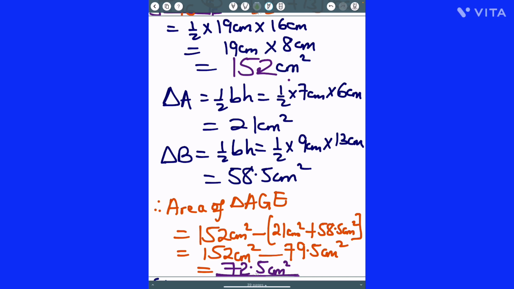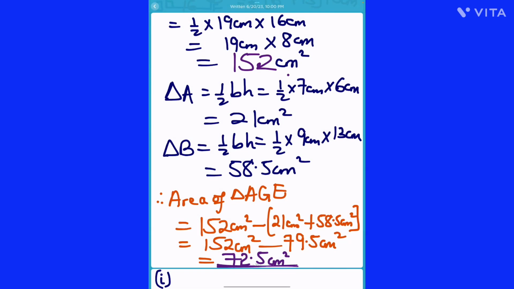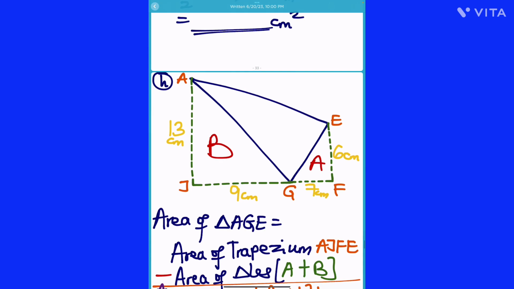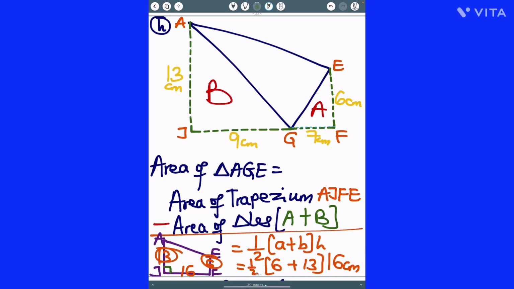You now go ahead and calculate the area of the triangles. The area of the small one on the right is half base times height. My base is 7. My height is 6 centimeters. So half base times height will give us the area of this triangle A. Also for triangle B, my base is 9. Look at the base very well. My base is 9. And my height is what?